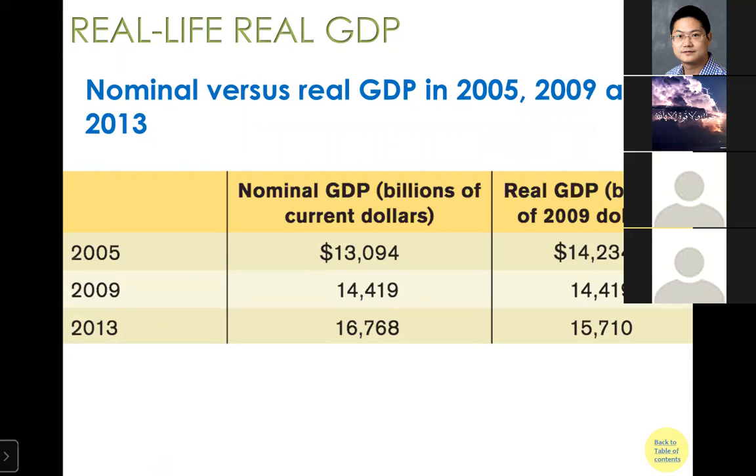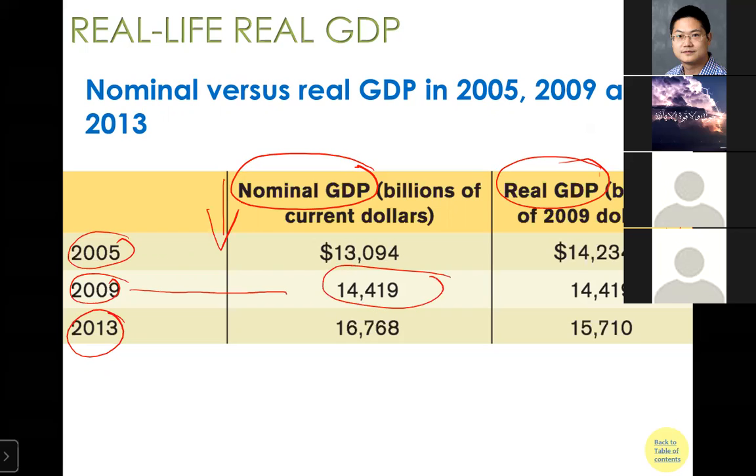Okay, so let me show you the actual data. This is for the US economy. We look at nominal GDP versus real GDP. This column gives you the nominal GDP in 3 selected years, and this column gives you real GDP in the same 3 years. You can see that throughout time, nominal GDP is usually not equal to real GDP, except in this year, where they are the same. Why they are the same is because we use 2009 as base year. By construction, in the base year, real GDP equals nominal GDP, right? So this is a real world example.